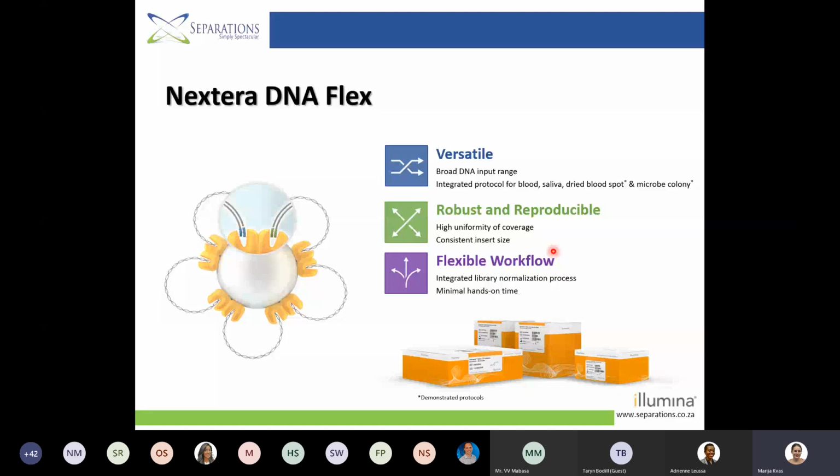I just want to briefly touch on Nextera Flex. Next week we will look in more detail into the principles of Nextera Flex, but I just want to bring to your attention that this is a very versatile library prep. Like I said, it has a very broad range of DNA input, but it's also very reliable and robust. And it gives us a consistent insert size, a consistent library size, which obviously helps us when it comes to uniformity of coverage and when it comes to assemblies.